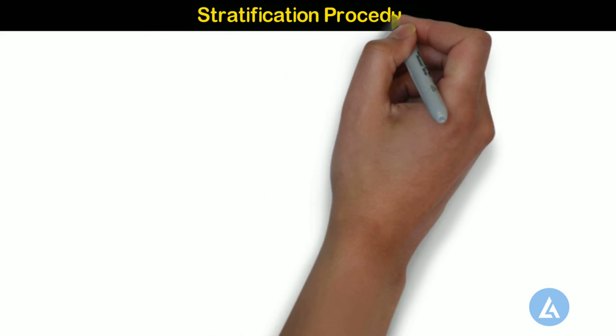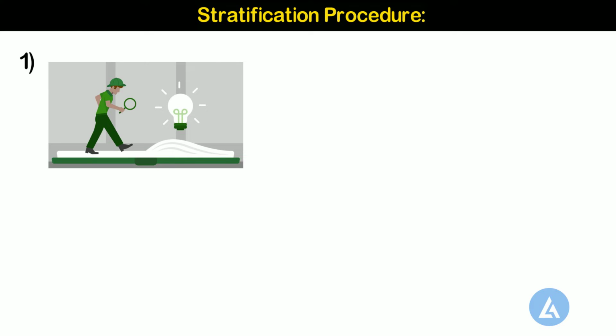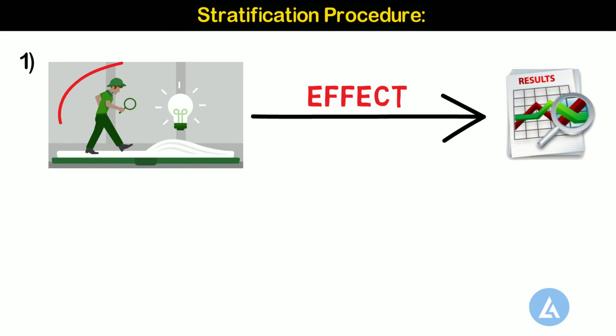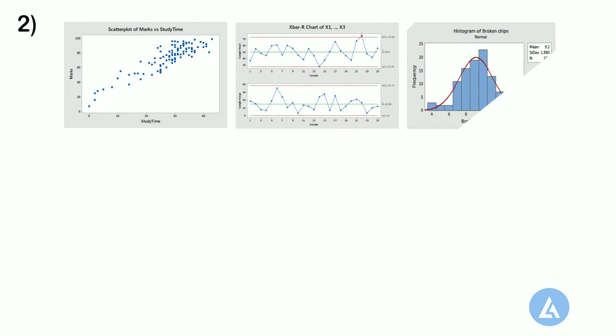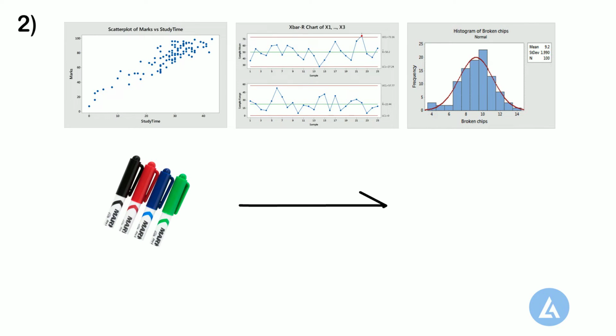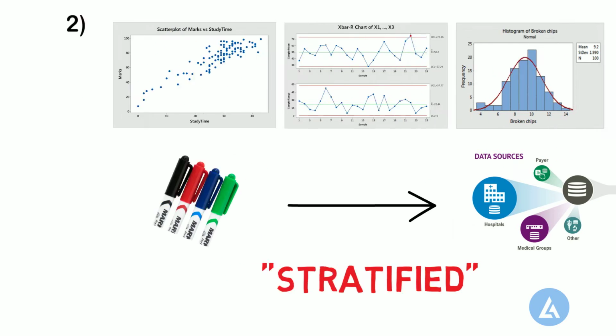Stratification procedure. 1. Before collecting data, consider which information about the sources of the data might affect the results. Set up the data collection so that you collect that information as well. 2. When plotting or graphing the collected data on a scatter diagram, control chart, histogram, or other analysis tools, use different marks or colors to distinguish data from various sources. Data that are distinguished in this way are said to be stratified.